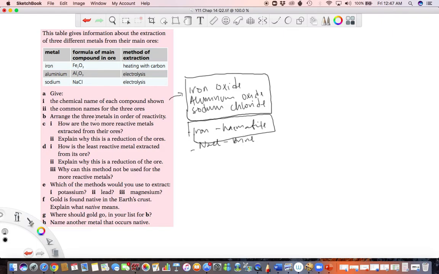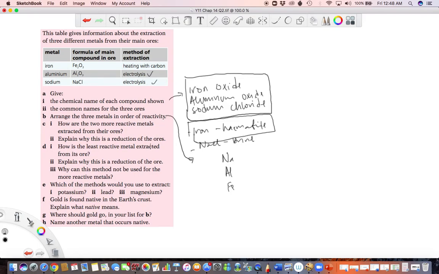All right, so arrange the 3 metals in order of reactivity. I think this one you could use your knowledge of the series. So if I'm ordering according to reactivity, I think the most reactive in this case is sodium, followed by aluminium, and then comes iron. How are the 2 more reactive metals extracted from the ores? So obviously a method of extraction is already given. It's electrolysis.